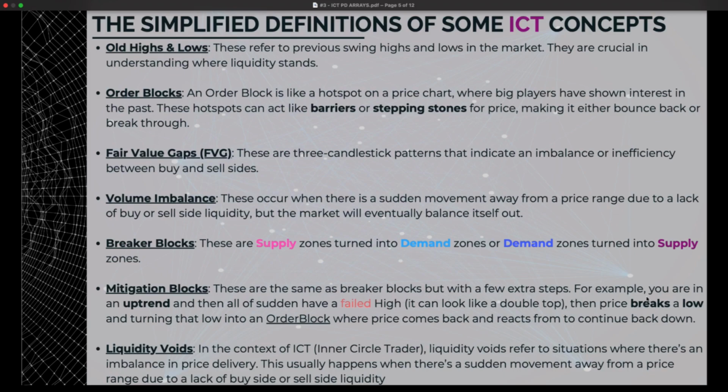For example, you are in an uptrend and then all of a sudden have a failed high, then price breaks a low, turning that low into an order block where price comes back and reacts from to continue back down. Lastly, liquidity voids. In the context of ICT, liquidity voids refer to situations where there's an imbalance in price delivery. This usually happens when there's a sudden movement away from a price range due to a lack of buy side or sell side liquidity.